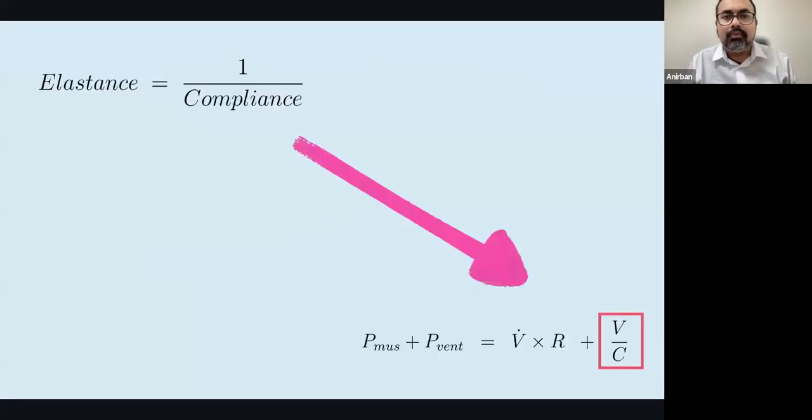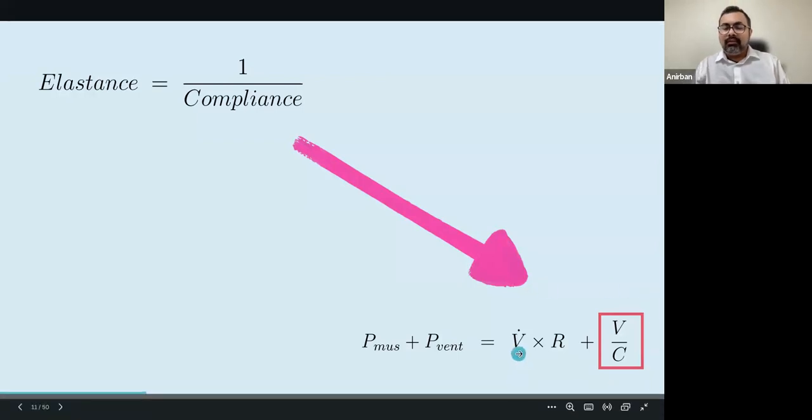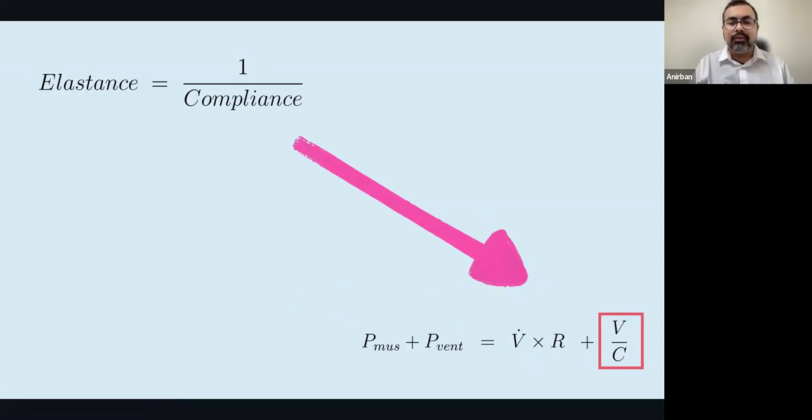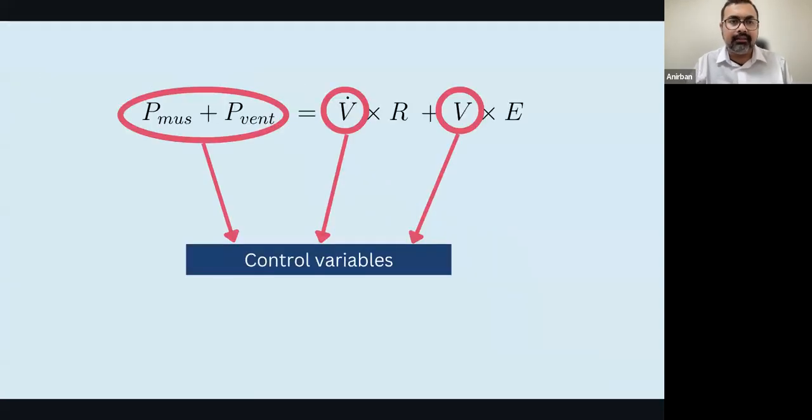Now we are more familiar with compliance, because compliance we measure in ventilators and all. So compliance is nothing but the reciprocal of elastance. So elastance is equal to 1 by compliance, or compliance is equal to 1 by elastance. So the equation of motion will therefore become flow into resistance plus volume divided by compliance. This is a very important equation of motion. This explains almost everything related to your ventilatory mechanics.